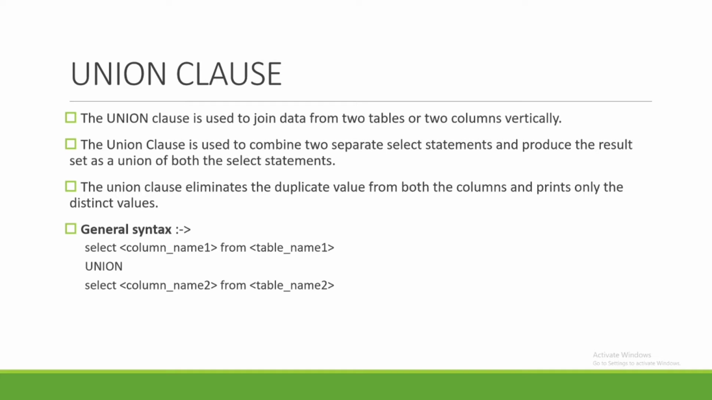Another thing you have to see is that the union clause is used to join data from two tables or two columns vertically. Here vertically means that the distinct values from both the tables are appended into the same field or same column, not like joins, where we join based on separate different columns also. So this is about the union clause.